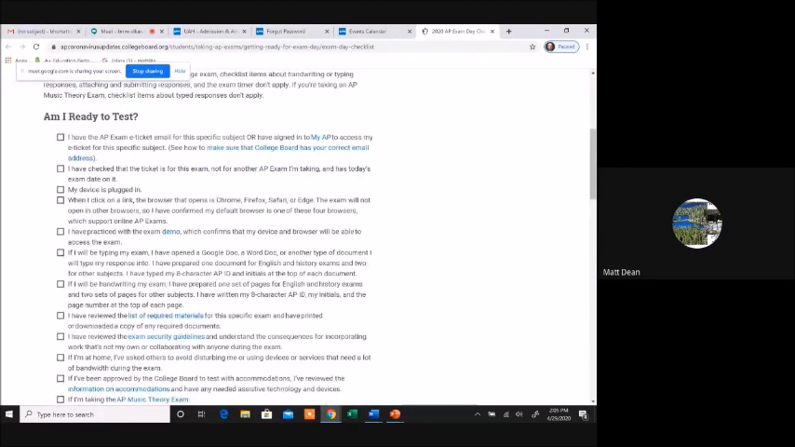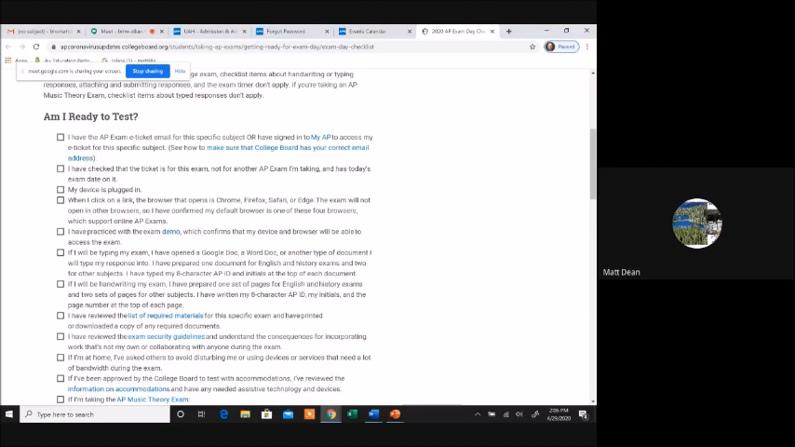Do you have your e-ticket for that specific exam? And again, they remind you how to find it. Make sure it's the right one. Make sure your device is plugged in. Don't depend on a battery. Make sure it's actually plugged into the wall.